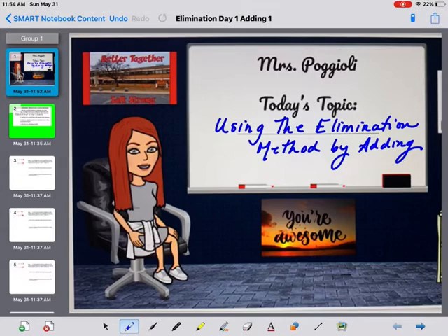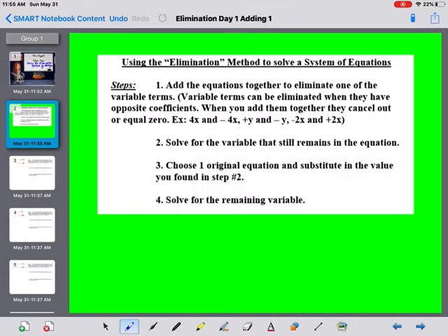Within the elimination method, you could use addition or subtraction. So today we're going to concentrate on adding, and tomorrow I will introduce the subtracting. So let's take a look at these steps, and then we'll take a look at the first problem.